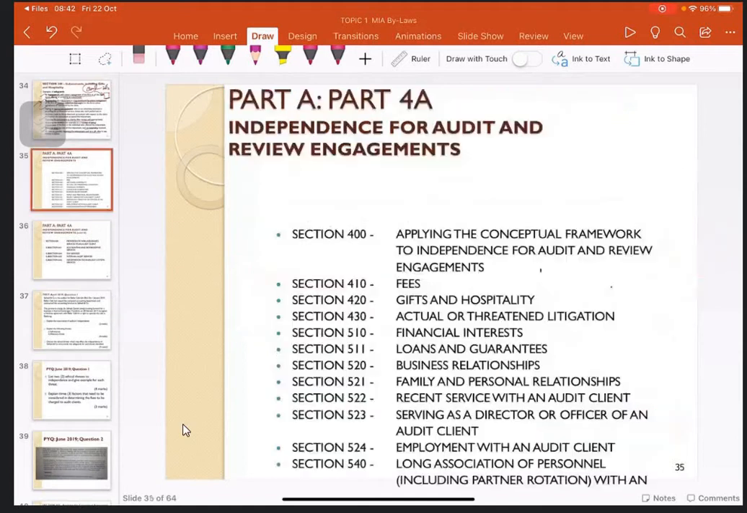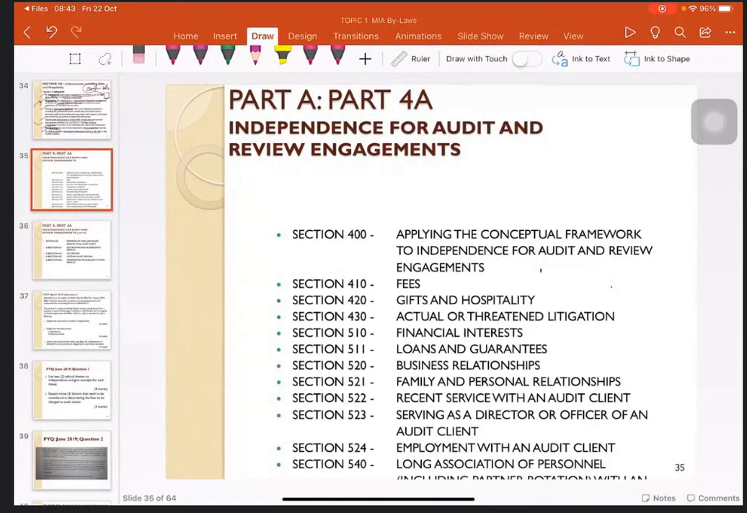Now we look at section 400, part 4A. We have 4A and 4B. 4A focuses on independence for audit and review engagement. Review engagement means that sometimes the auditor might conduct or provide other services. In part 4A, we will cover section 400 and section 500, and in part 4B, we will cover section 600.